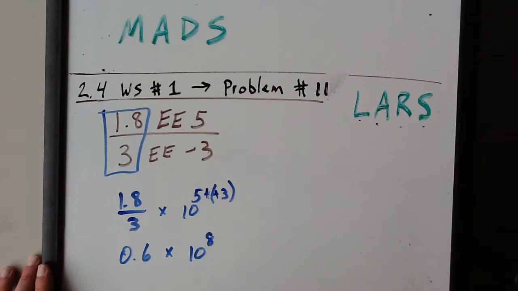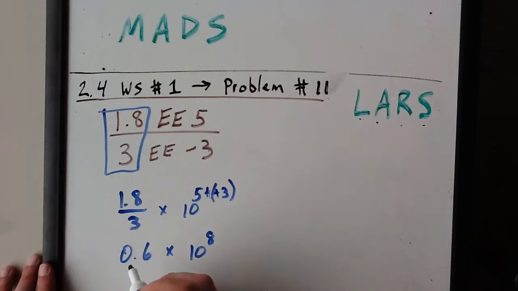Right now this is not in scientific notation because my base number, 0.6, is not greater than or equal to 1. It's less than 1. So I need to adjust that base number so that it's between 1 and 10. So right now my decimal is here. To make this a number between 1 and 10, I need to move the decimal one place to the right. That would make the base number 6, which is what I want.